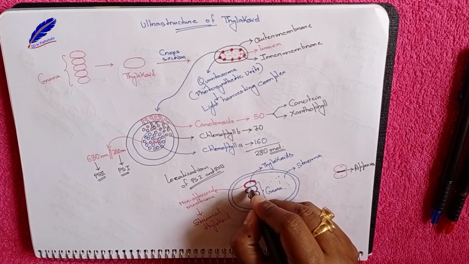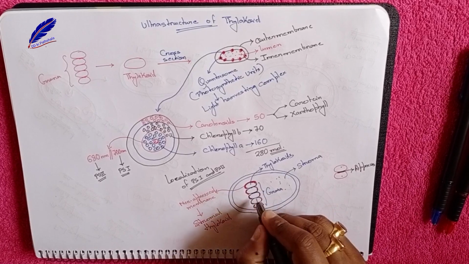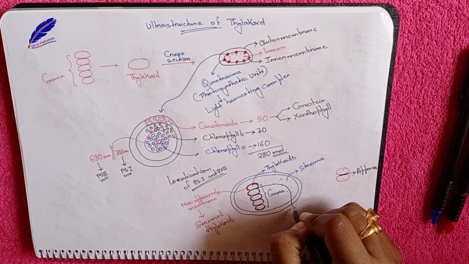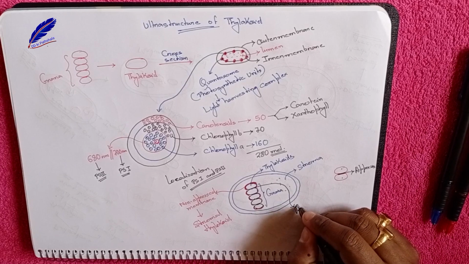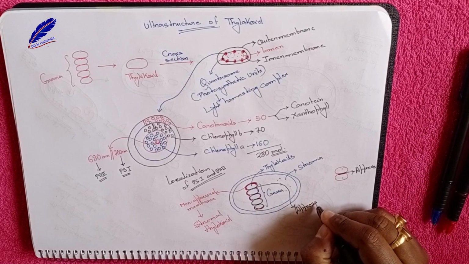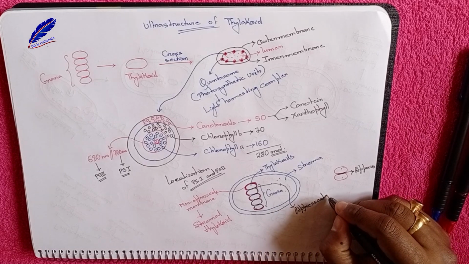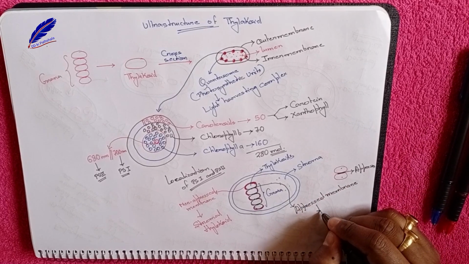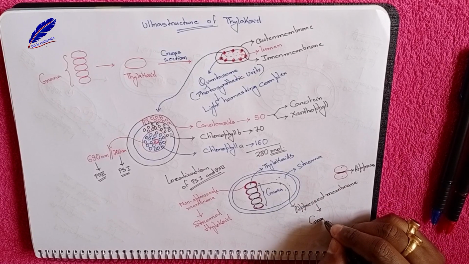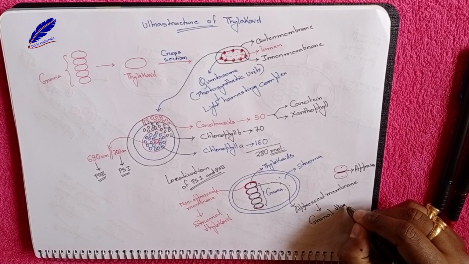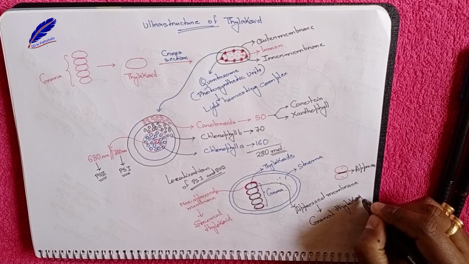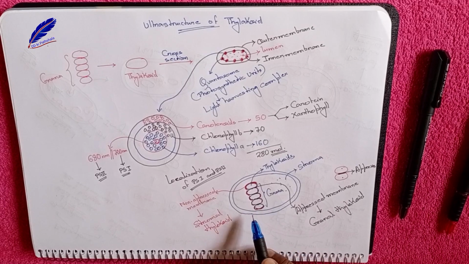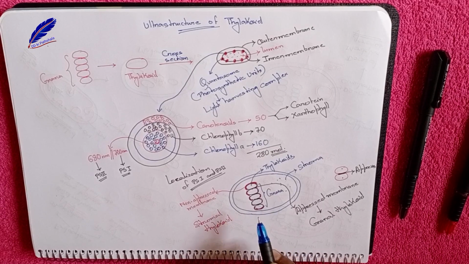But these sides where one thylakoid is touching the other are called the appressed membrane, or they are also termed granal thylakoid. Remember this concept, because this concept will ultimately help you to understand the C4 pathway.